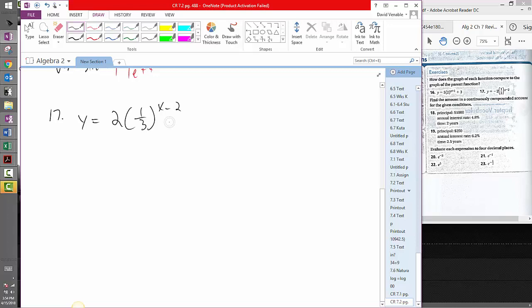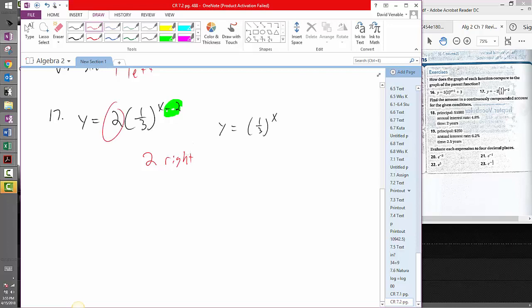Now here's what the parent function is. The parent function is just y equals 1/3 to the x. But here's what this thing does. Now notice how it doesn't have a plus at the end. This 2 right here, it's subtracted 2. That means it's 2 actually to the right. You can confirm that in your calculator.